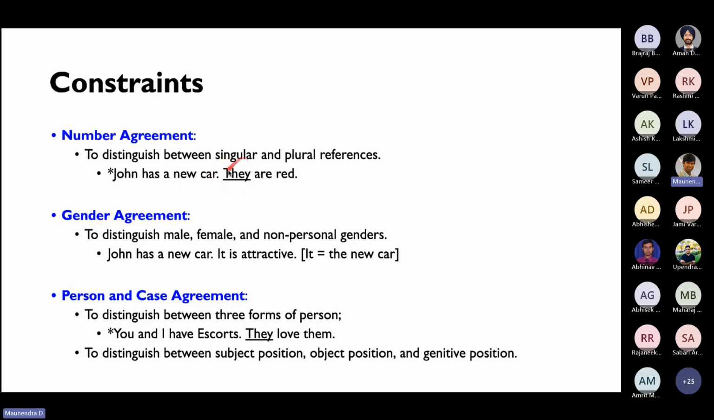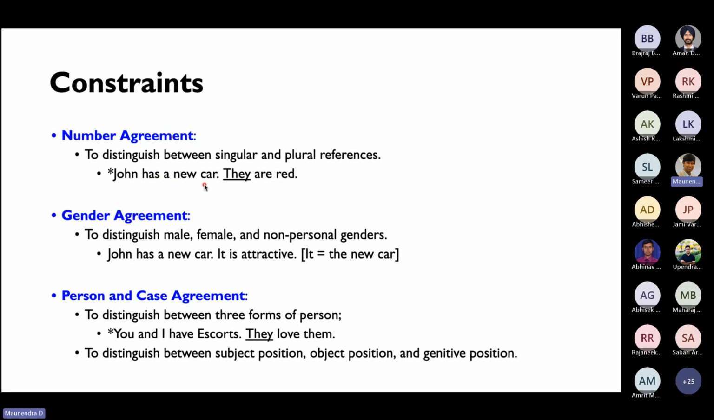So here the word they is plural. On the other hand, the possible mentions here, John and new car, are both singular. So this word they is not referring to new car. It is not referring to John as well. So we can eliminate these from our considerations.